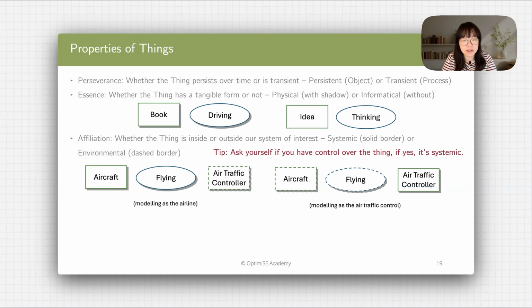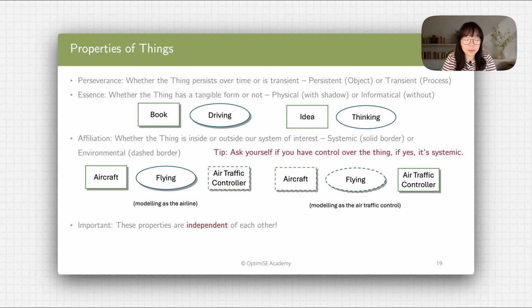If you have, then it's systemic and it will be represented by a solid border. But if not, then it is environmental and it will be represented by a dashed border. So all of these properties in OPM are independent or orthogonal to each other as well. A thing can be both persistent and physical and also systemic at the same time, just like the aircraft object when you're modeling it from the airline's point of view, or it could be transient and physical and environmental, like the flying process when you're modeling it as the air traffic controller as well.